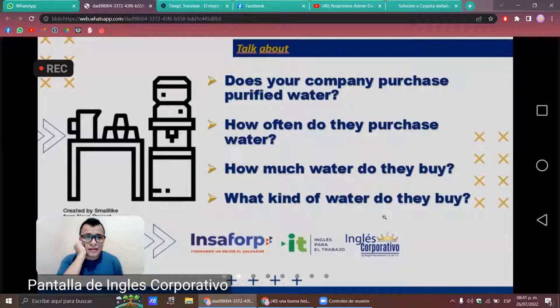Does your company purchase purified water? Yes, it is. How often do they purchase water? A ver, ¿cómo contestamos esta primera pregunta? Yes, it does. Usamos la misma información con la que nos preguntan, ¿verdad? Aquí nos preguntaron does, entonces vamos a contestar does. Y si es no, doesn't. Yes, it does. Correct.